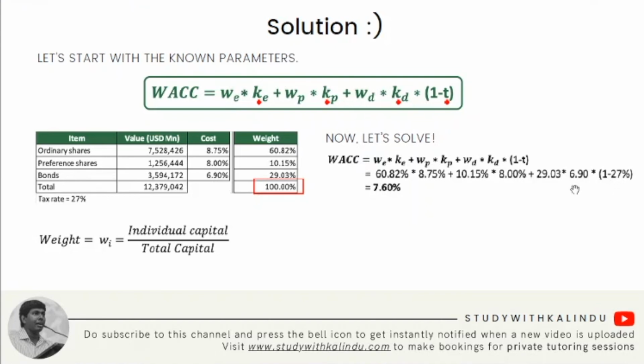So 6.9% into 1 minus 27%, you get a WACC of 7.6%, which is again an eureka moment. See how easy it is. When you have the fundamentals under control, you can just apply them into your formula and derive the weighted average cost of capital.